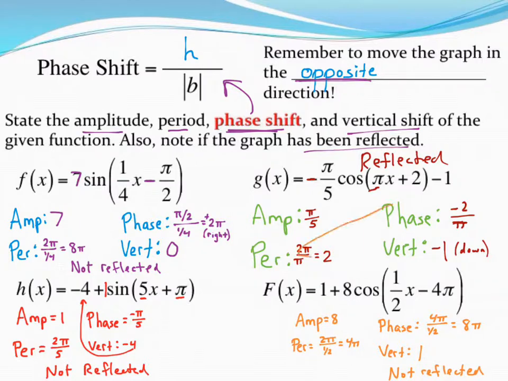So there's the answers I came up with. Hopefully you guys came up with the same things out there. If not, you can ask me in class. And then again, just notice that that phase shift is the opposite sign of what you see in the parentheses. So if I have a positive sign up there, my phase shift will be negative.